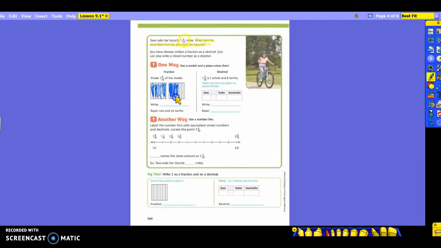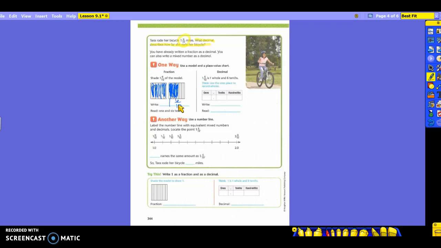And again, it doesn't have to be perfect. Just be able to show me that you have one whole and 6 out of the 10 of the last one. So how am I going to write this in a fraction? 1 and the same way you saw it in the problem, right? Okay. You read it as 1 6/10.